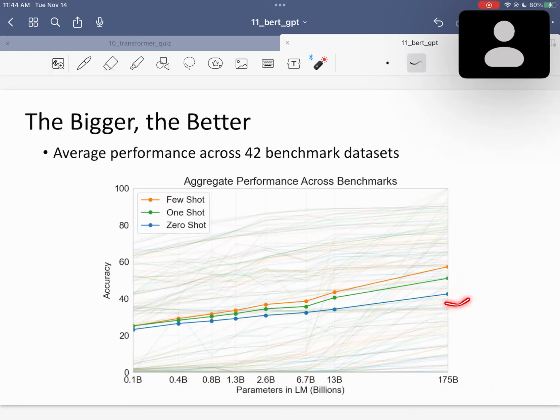As you increase, it's still increasing. Your zero-shot performance test on other tasks than sentence generation just keeps rising and rising. And we never know how far we can go. The rumor for GPT-4 is that it has 1.7 trillion parameters, but that's just a rumor. We don't know how much exactly.